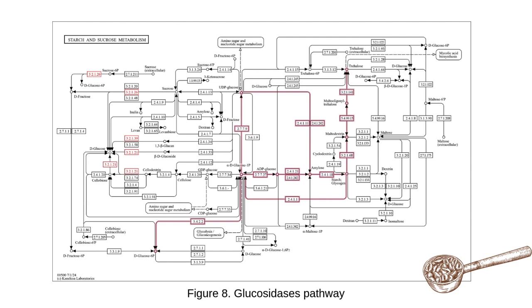The last figure is the starch and sucrose metabolism of the yeasts that was related to the bromatology tests that were done, trying to find the carbohydrates that are part of the mucilage and the enzymes that were encoded in the genome of the yeasts.